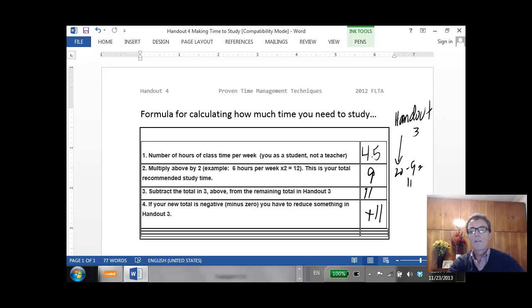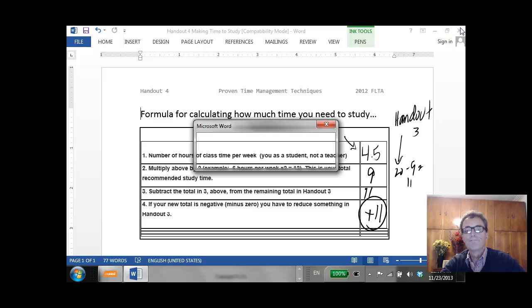Okay, so you calculate your own and see what your number comes up to. Remember, this is the number here of hours of class time per week. If that's 8, then this would be 16, and then you would have, in my case, I would still have 4 left. So see what you have, and then I'll see you in the next part.